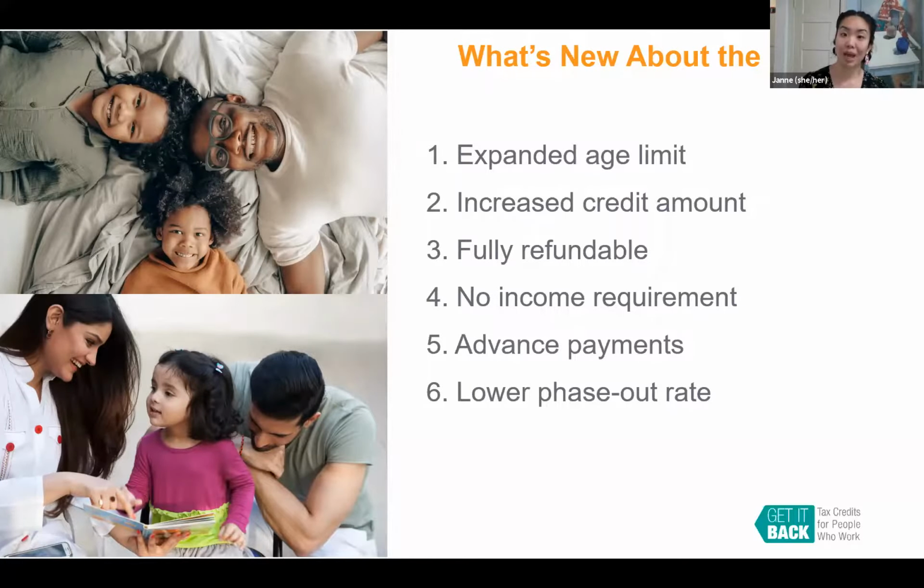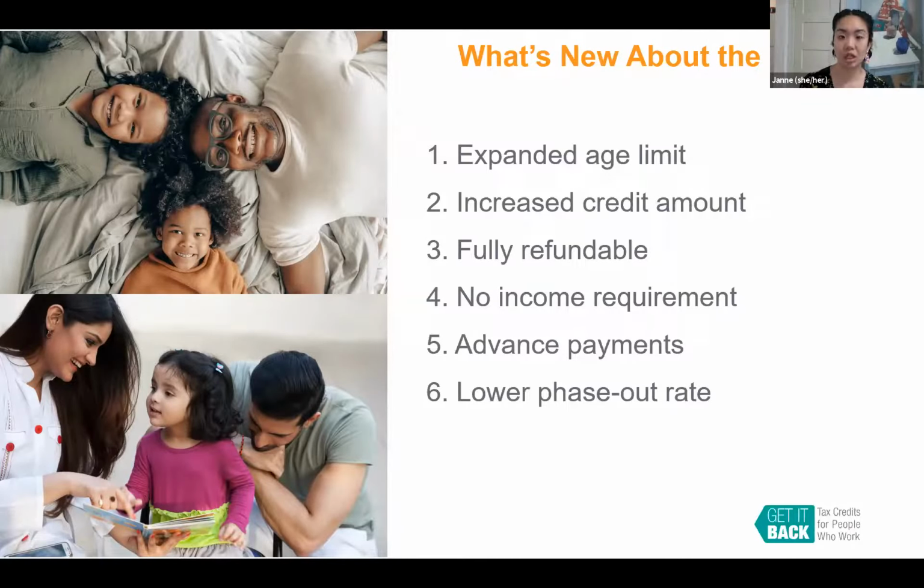So in the past, the CTC was not available to the people with the lowest income. Because it was only partially refundable, it meant that people making under $2,500 did not qualify for the credit. So now the credit is fully refundable and it's much larger. It went from $2,000 to $3,000 for most children and $3,600 for kids under the age of 6. And there are no income requirements anymore.